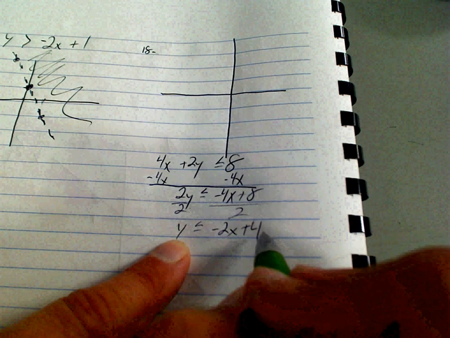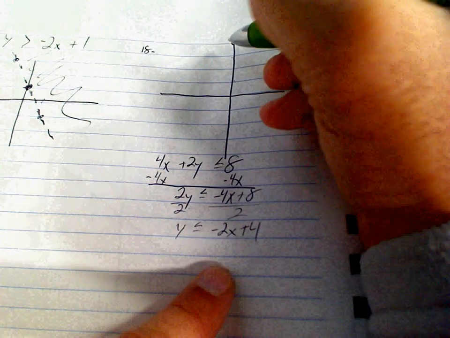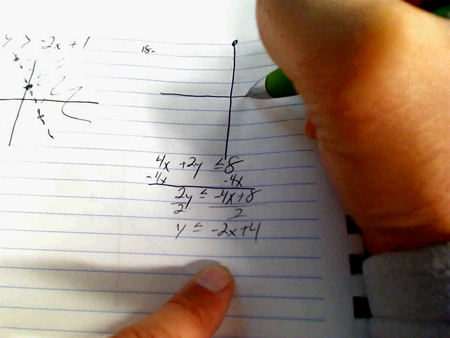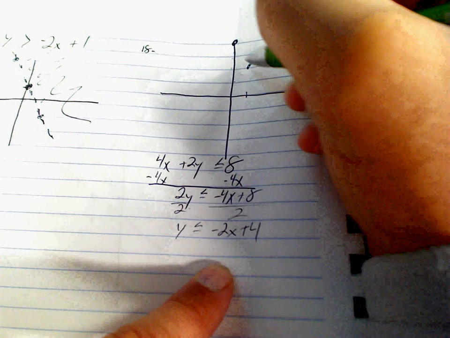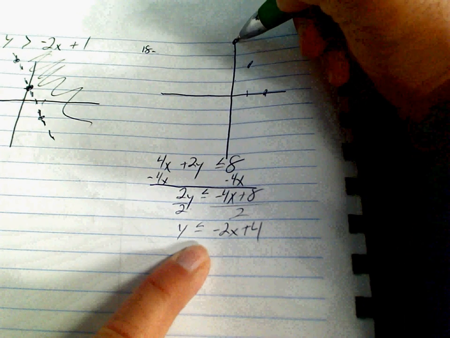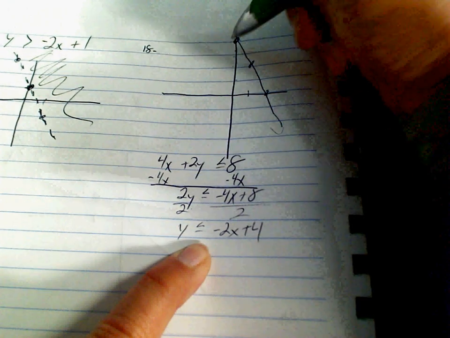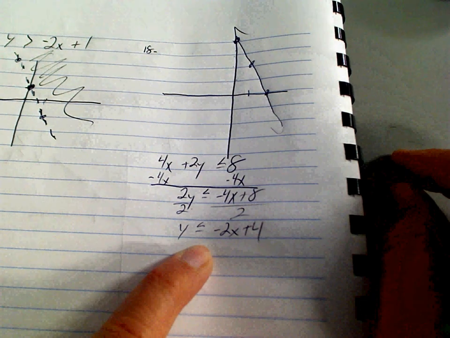That would be the 18 standard form equation and slope-intercept form. That tells me to go up to 4, put a point, and the slope of negative 2, so I'd go down 2 over 1. Is that right, guys? Down 2 over 1. We do that again. And this would be a solid line because of the equal to sign, and I would shade above or below.